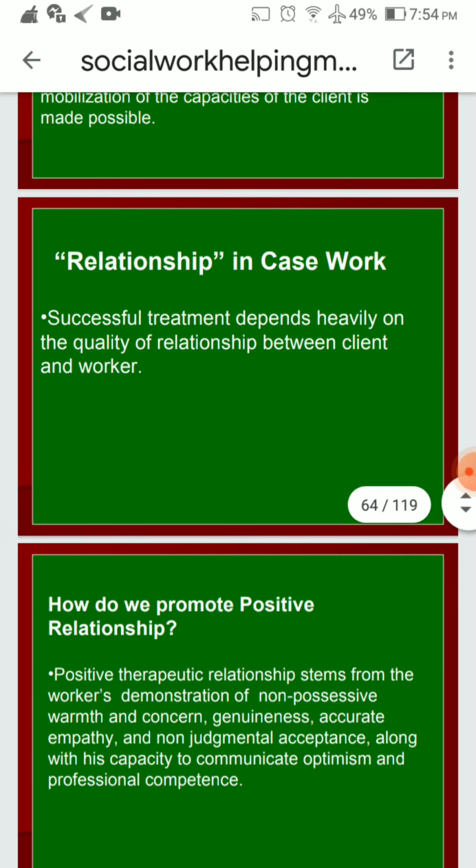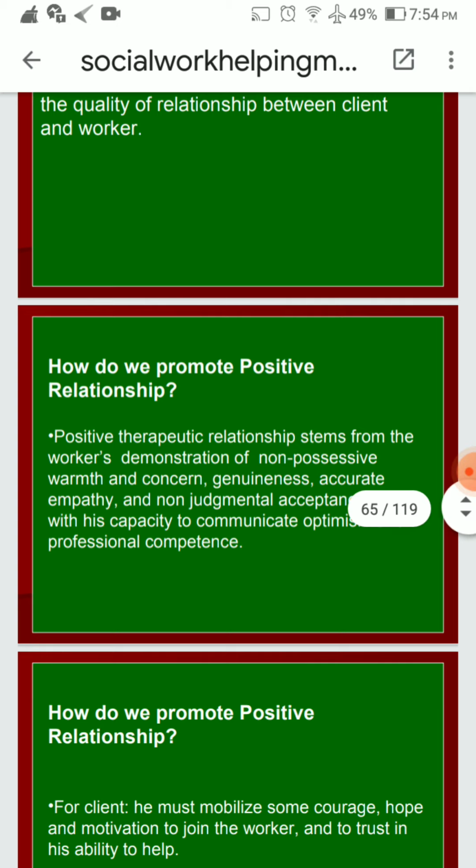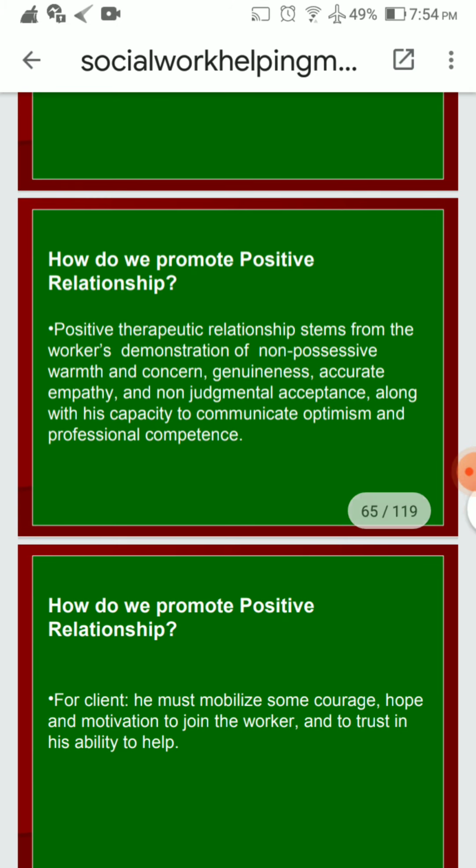Relationship in casework also is that successful treatment depends heavily on the quality of relationship between client and worker. How do we promote positive relationship? Positive therapeutic relationship stems from the worker's demonstration of non-possessive warmth and concern, genuineness, accurate empathy, and non judgmental acceptance, along with his capacity to communicate optimism and professional competency.